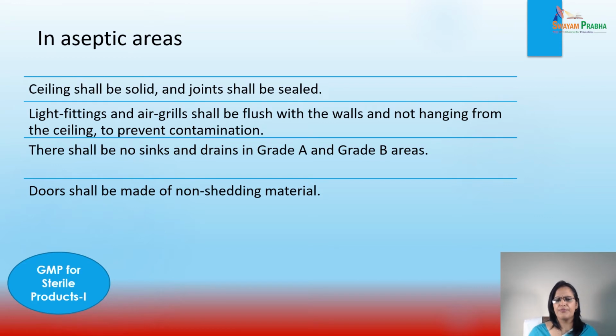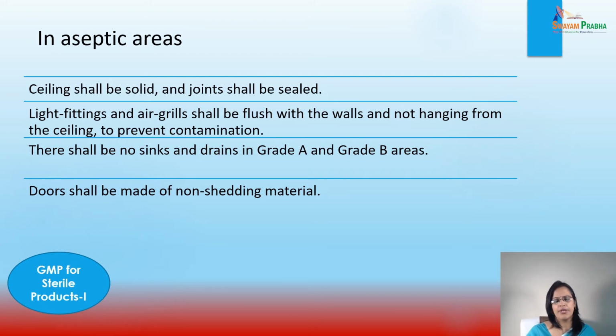Door should be made up of non-shedding material. So this may be made preferably from aluminium or steel material. Wooden floor shall not be used, and doors shall open towards the high pressure area so that they close automatically due to the air pressure. So all these things are to be kept in mind.